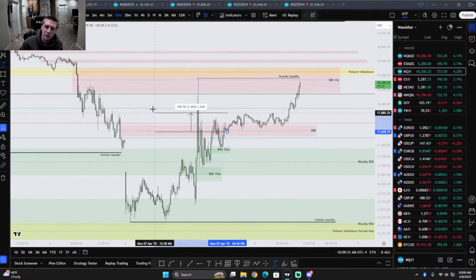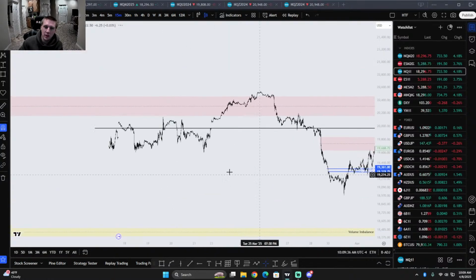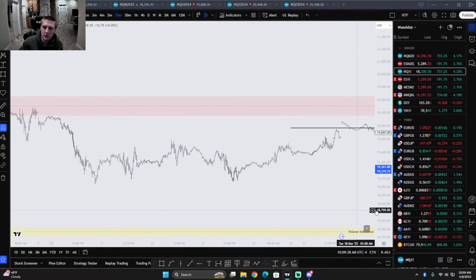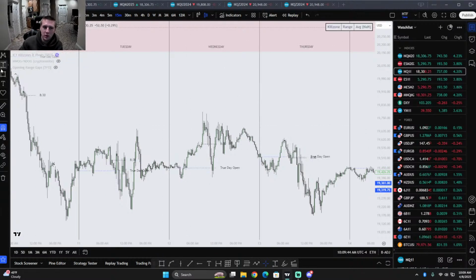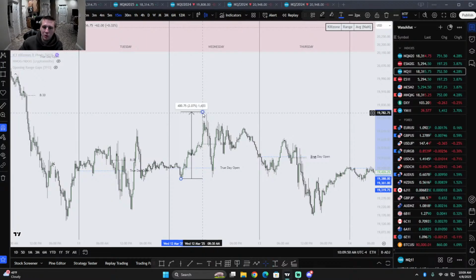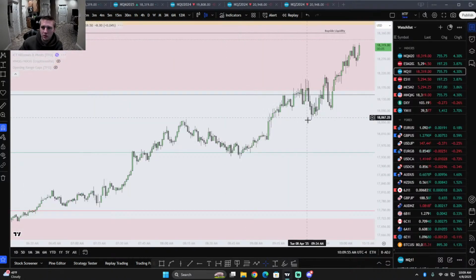No shot. Because we'll compare it to one of these days. Even this is volatile. It's kind of a consolidation though, but 400, that's a decent daily range.